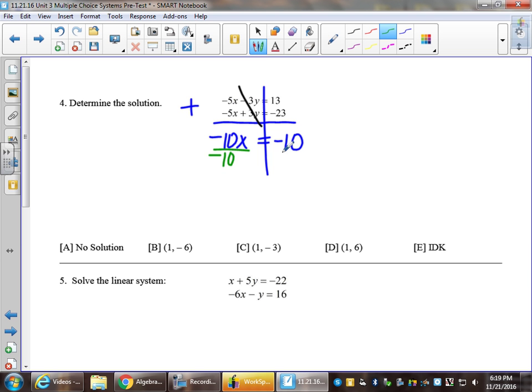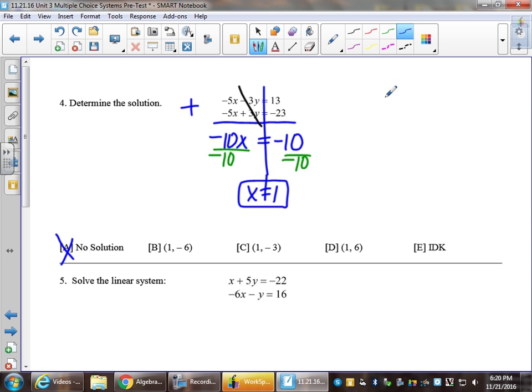Divide by negative 10. Divide by negative 10. And I get x equals 1. Process of elimination. Oh, cross off the wrong one. Oh, I can only cross off 1. Notice that. All of these have an x value of 1. So we only knocked out one answer.